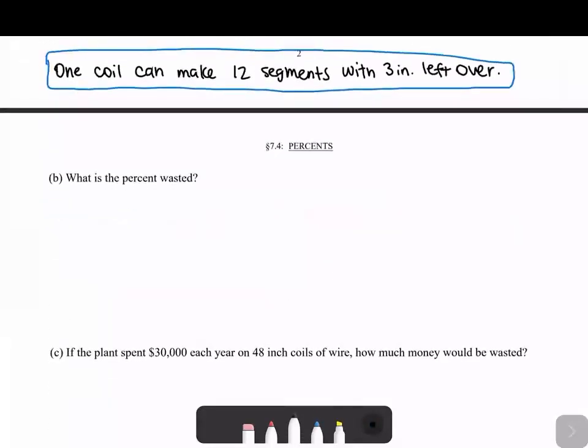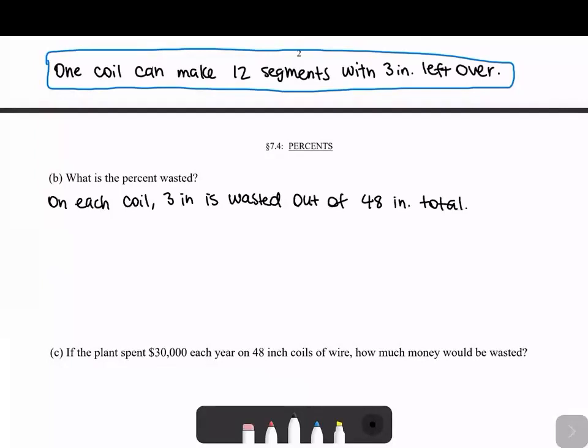So on each coil, 3 inches is wasted, because if we have a 48-inch coil and we split it into segments of 3 3/4 inches, then we can make 12, but we have 3 inches left over that can't be used, right? It's too small to be put into another segment. So 3 inches is wasted out of 48 inches total. So we want to know what the percent wasted is.